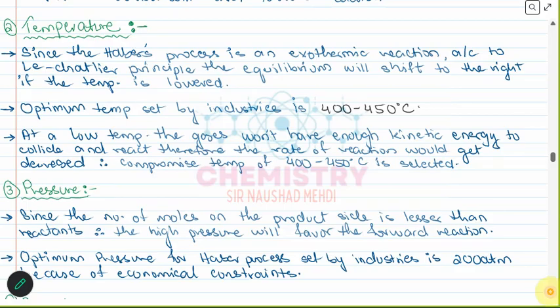So the optimum pressure: obviously, how high a pressure do we have to keep? Industries have selected a standard, or you can say an optimum pressure, for it. And the optimum pressure for the Haber process, which is set by the industry, is 280 atm. So you have to remember this pressure value as well. What is the pressure? 280. So why are we not further increasing the pressure? Why have we kept it at 200 only? What do you think?